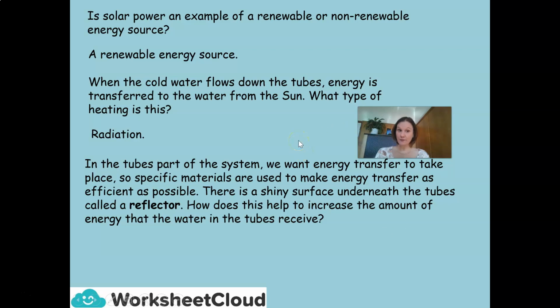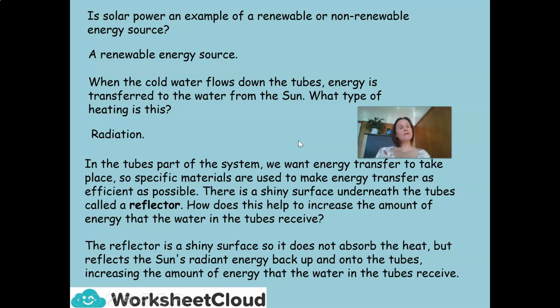Okay, think about it. We've learnt about it. The reflector is a shiny surface, so it does not absorb the heat, but reflects the sun's radiant energy back up and onto the tubes, increasing the amount of energy that the water in the tubes receive.